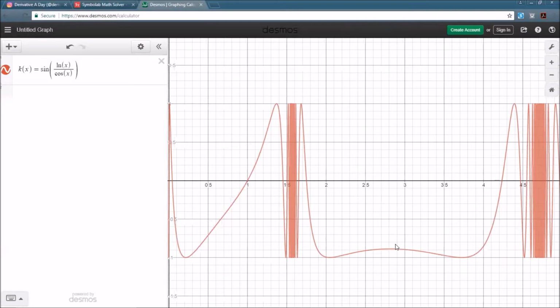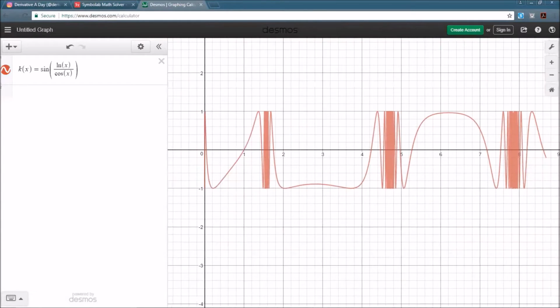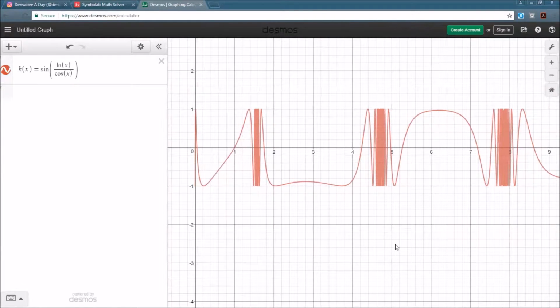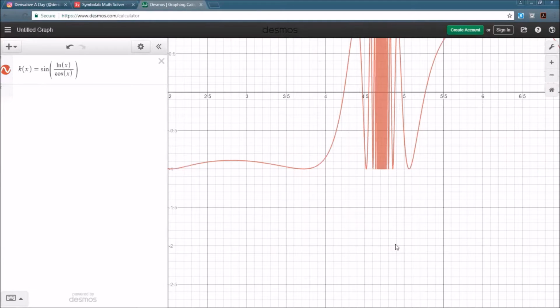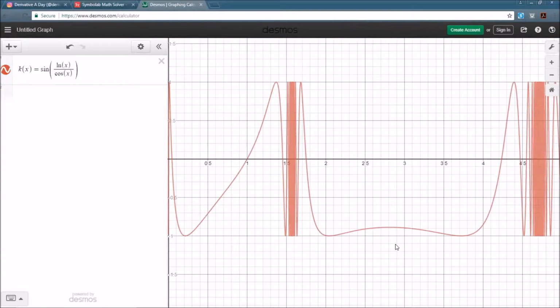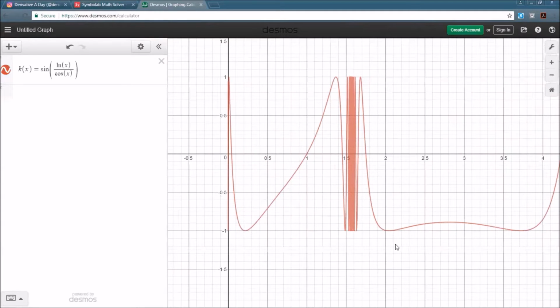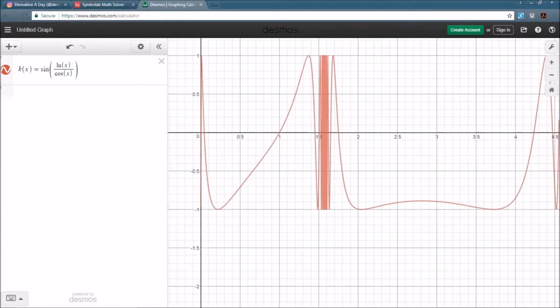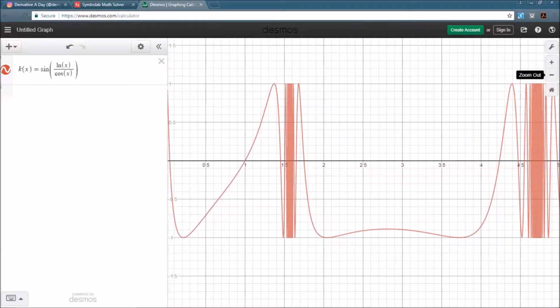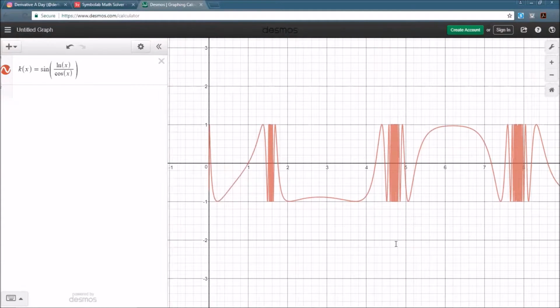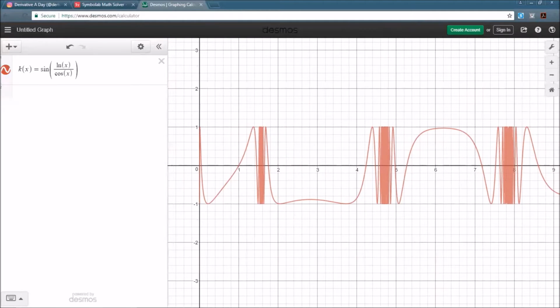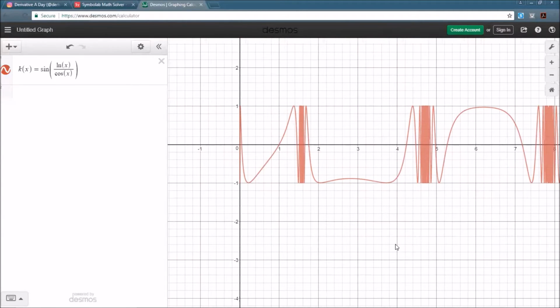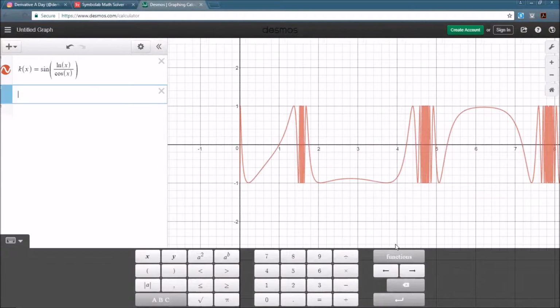I remember for one engineering assignment, I destroyed Desmos in that it couldn't handle the function I was putting in, but 9 times out of 10 it can handle whatever. But man, this is insane. So this is what our original function was here. That is crazy.